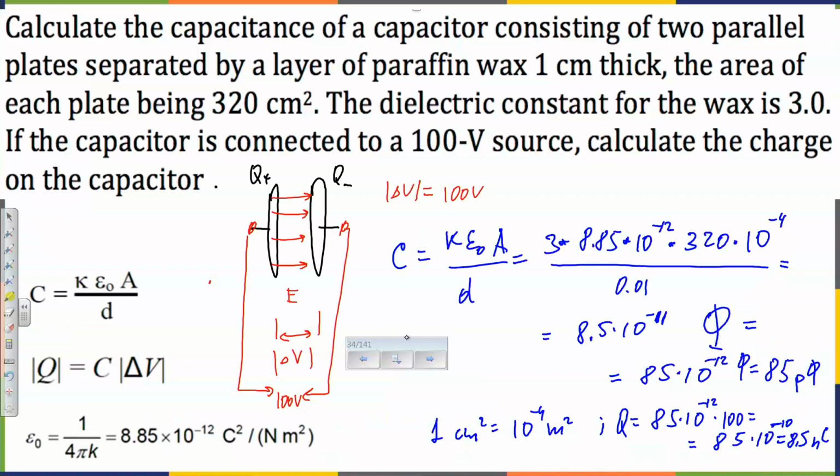And after you get this, what do you do? This charge equals capacitance times voltage. Delta V is 100. Okay. This number is this number. You just times 100. Just multiplied by 100.